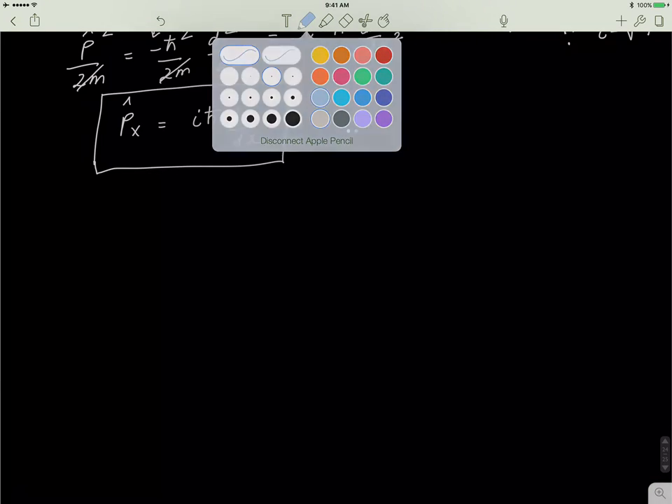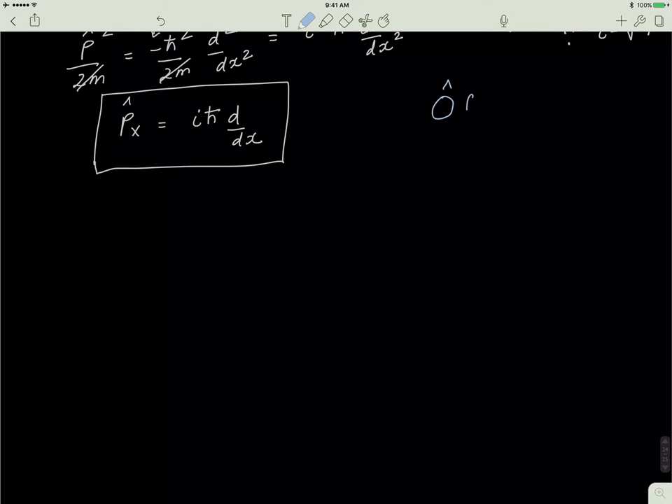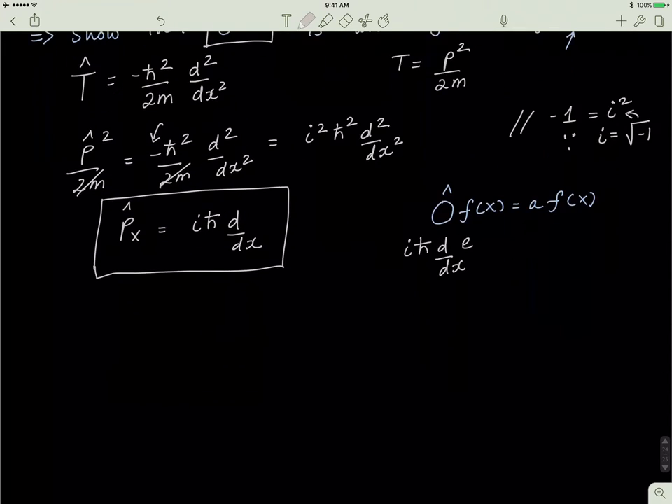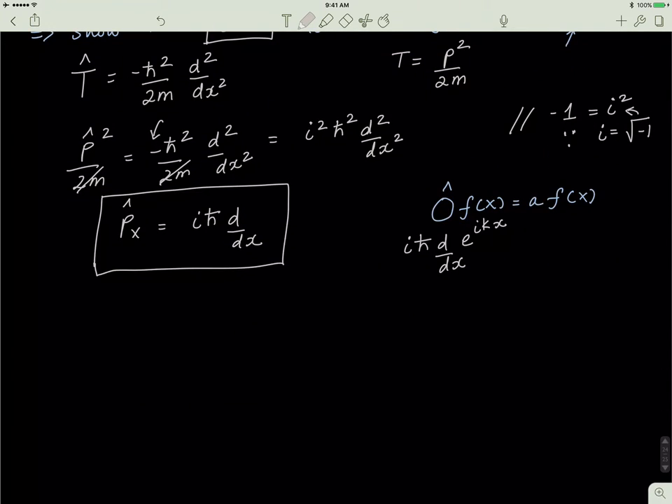Okay, so we know that any eigen problem can be formulated in this form. So we're gonna use this prescription and we're gonna solve this problem. It's quite easy. So we have i h bar d over dx. Okay, that's the operator, and the function is e to the exponent ikx. And now we simply just do the math. So the i h bar part is a constant and really nothing happens to it. So you take the derivative of e to the ikx.